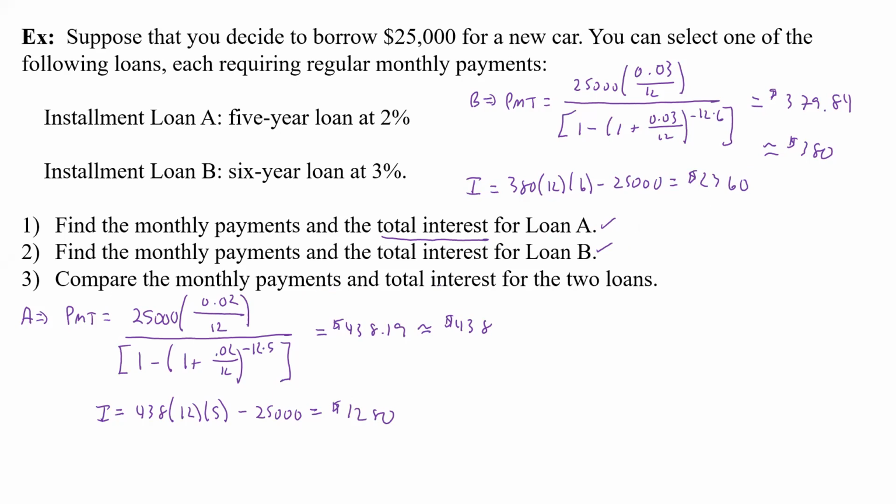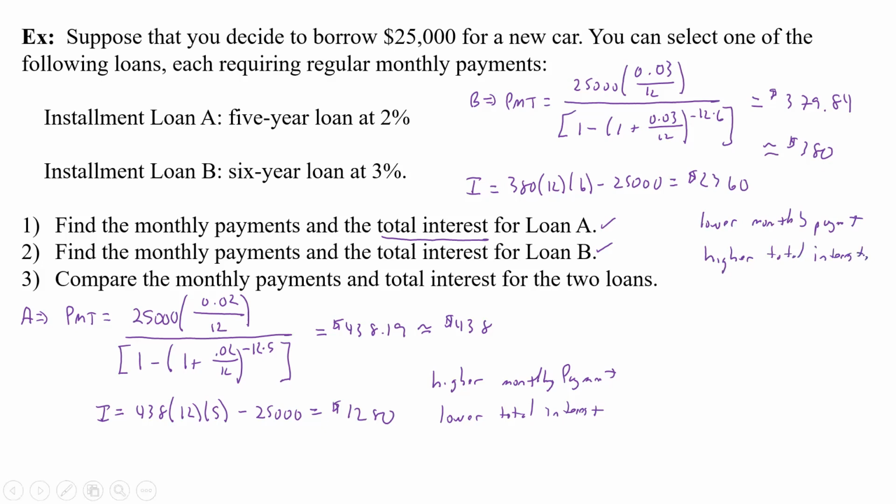Now compare the monthly payments and total interest for the loans. All right. Well, here we have what? We have a higher monthly payment, but we have a lower total interest we have to pay. Now up here, we have a lower monthly payment, but we have a higher total interest we have to pay.